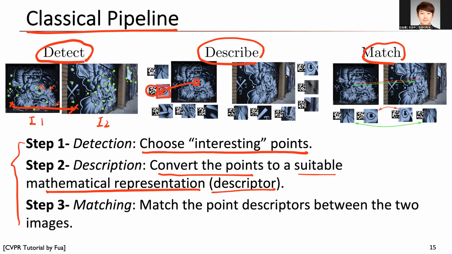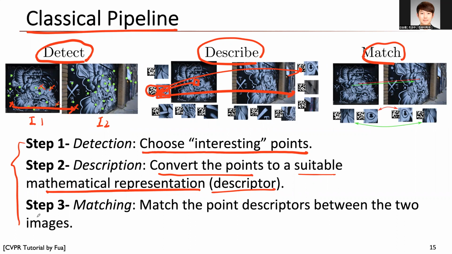It should be similar to the corresponding feature vector, while it should be dissimilar to the non-correspondence region, for example, the negative regions. This is a feature description step.